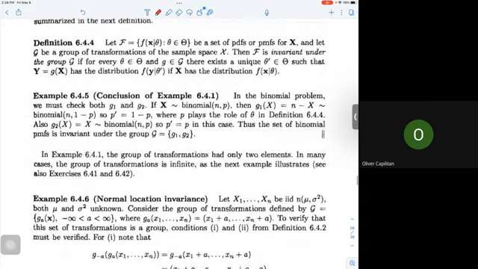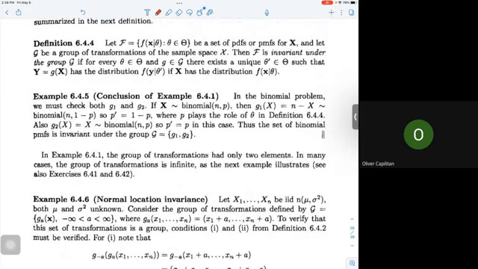Okay, so let's have an example to this definition. So in the binomial problem that we have, for both G1 and G2, if X has a binomial distribution with n number of trials, and the probability of success is p. And then if you have this transformation, g sub 1 of x, we take that as y, n minus x. So this n minus x has a binomial distribution with n number of trials, and the probability of success is 1 minus p.